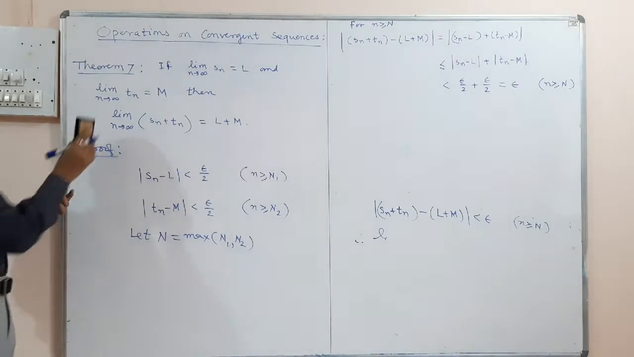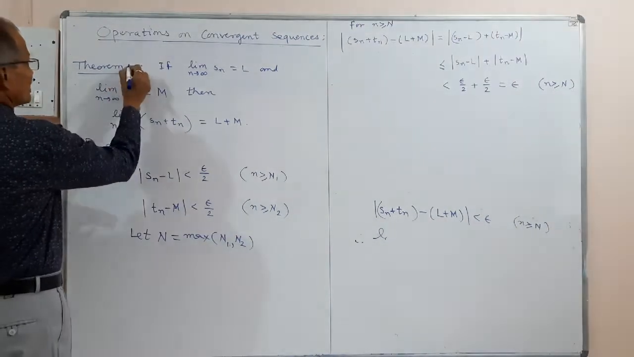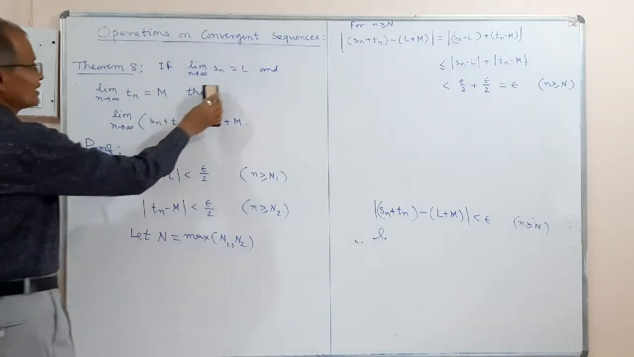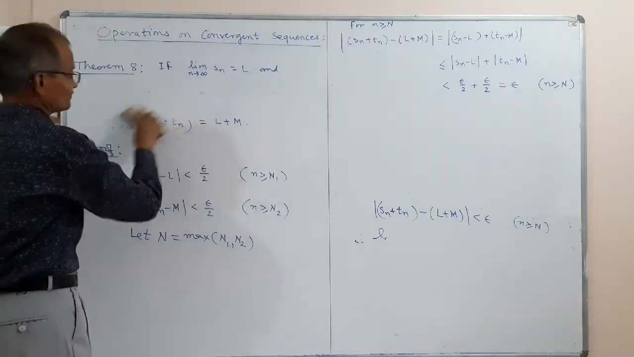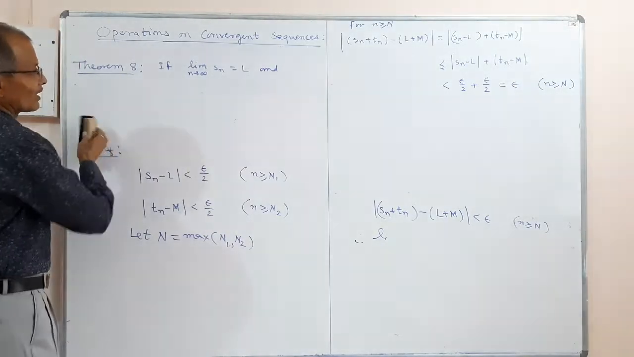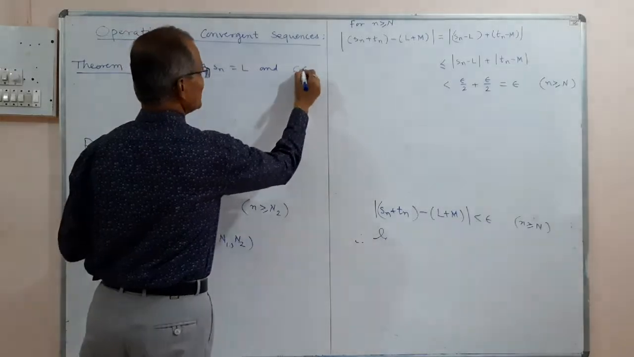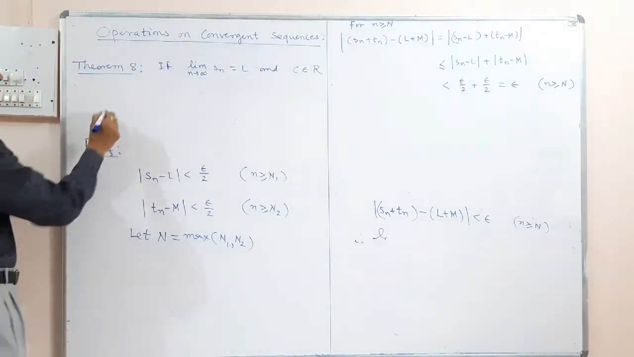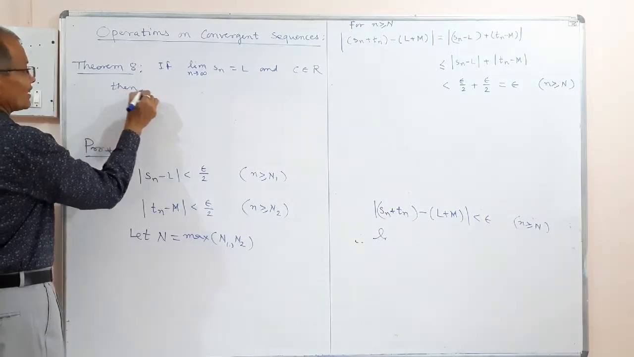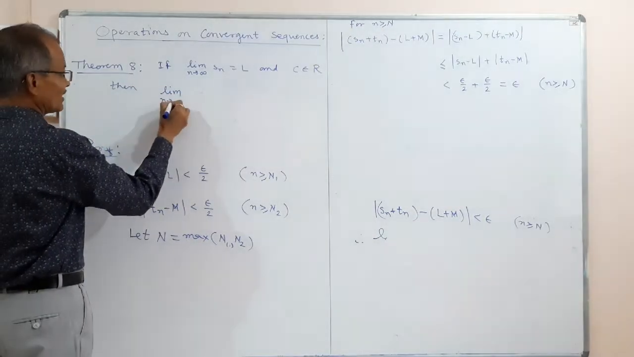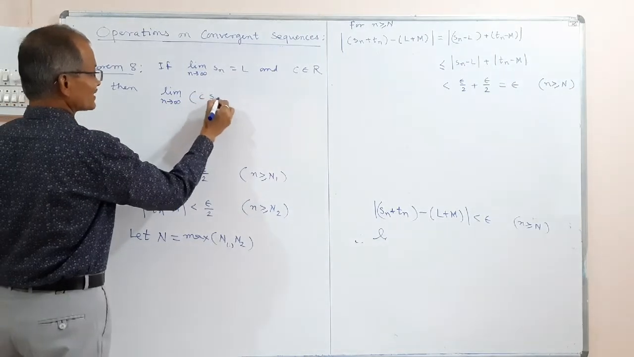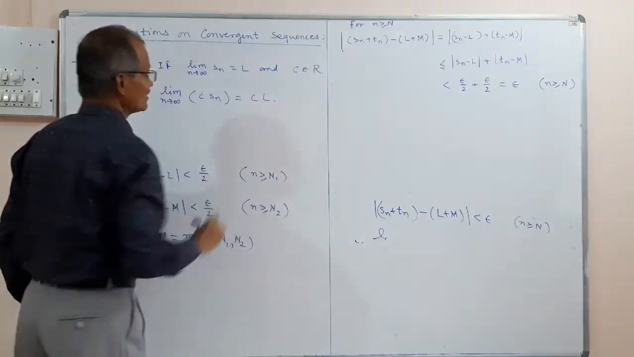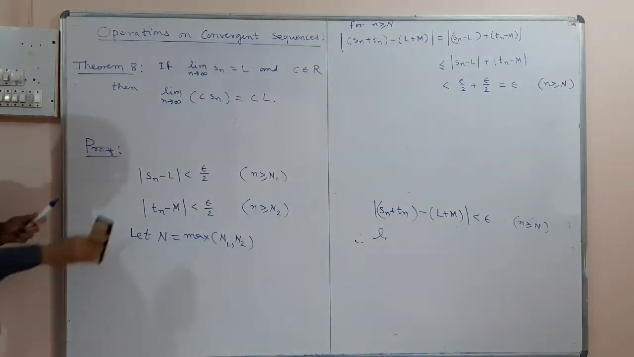Now the second result is the next theorem, theorem 8. Suppose limit of Sn is L and C is a real number, that means any constant. Then limit as n tends to infinity of C into Sn is equal to C into limit of Sn, that is C times L. So this is our next result.